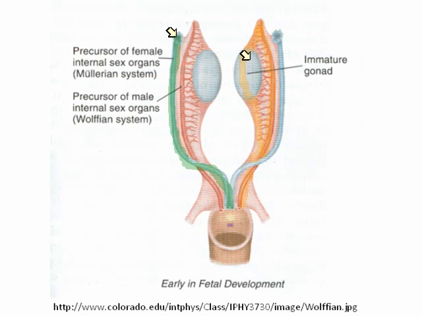If the SRY gene is there and it's working properly, it's going to release TDF, which is going to create the Sertoli cells, which is going to help activate the production of testosterone, which is going to be cleaved into DHT, which is going to allow for the maturity of the Wolffian system.